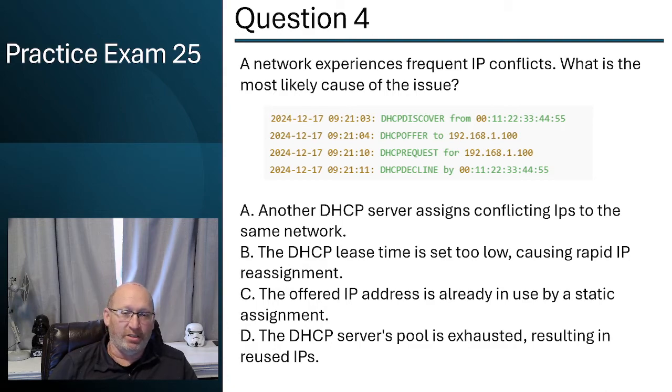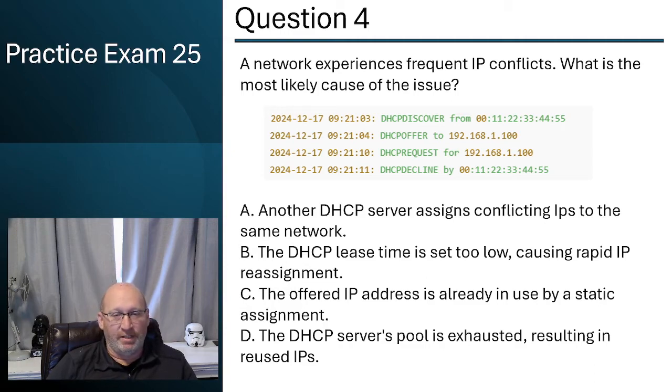And so here's how I do this, right? Anytime I read an answer, I'm looking back at that log because they're giving me a log. So let's do that with B. The DHCP lease time is set too low, causing rapid IP reassignment. But if we look at this, there's nothing in there for IP reassignment. We're not seeing multiple discoveries. We're not seeing multiple offers. And so that can't be an answer.